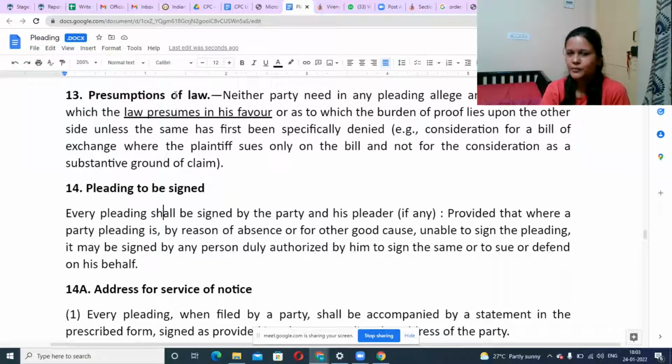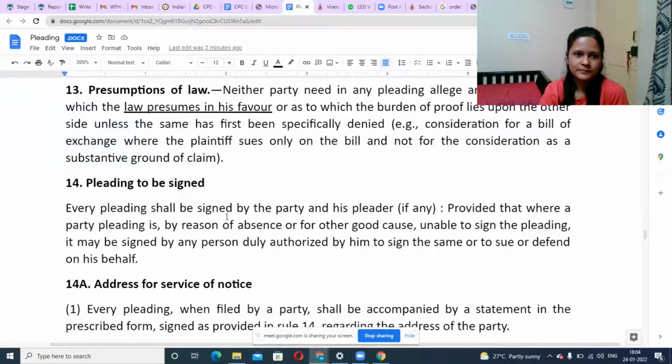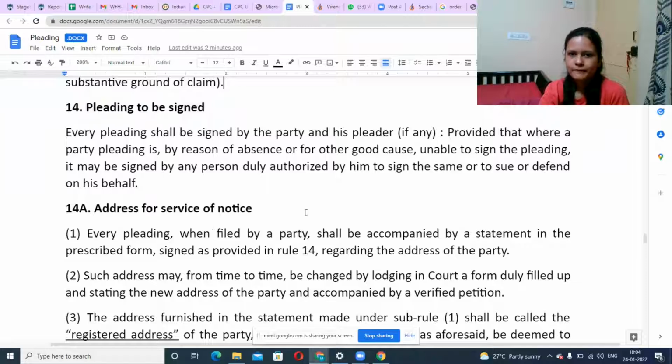So this is nothing but presumption of law. If the court is already presuming in your favor, you don't need to give any proofs unless and until the party has clearly denied it. In such a case, you need to prove. Like if the party says, yes, there is a signature on the bill of exchange, but this is not my signature, it is a fake signature, in that case you might need to give your points. So the defendant has to prove that.